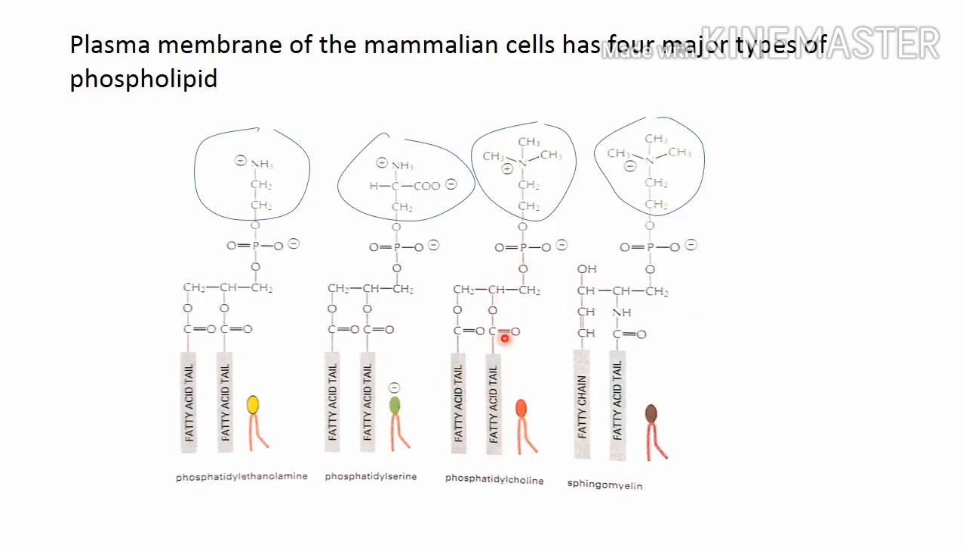This third phospholipid molecule is phosphatidyl choline, and here this is the side chain R, and it has 1 positive and 1 negative charge. So ultimately it is neutral at pH 7. Similarly sphingomyelin, and here this has 1 positive and 1 negative, and thus this sphingomyelin is also neutral at biological pH.